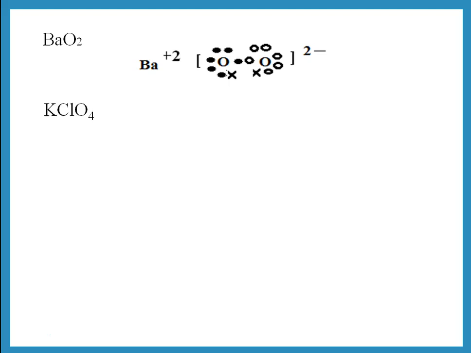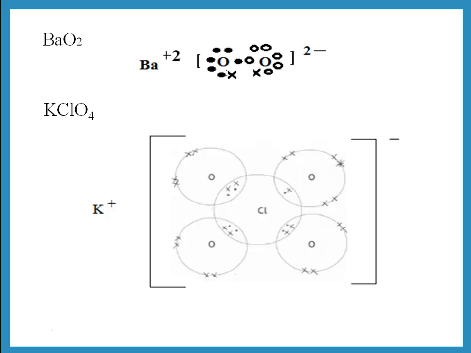What about something like, this is potassium chlorate. So the potassium with the ClO4 is ionic. Potassium gives 1 electron and the ClO4 takes the electron. So I have a K plus and all of this is negative. Now the ClO4, each oxygen has 6 electrons except 1 of them which will take an electron from the potassium. So potassium has donated an electron.